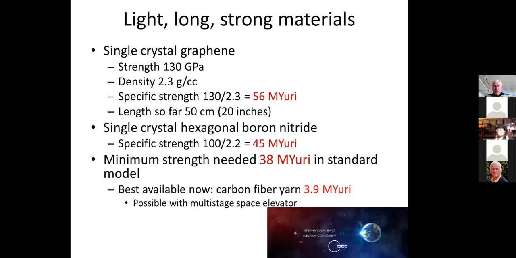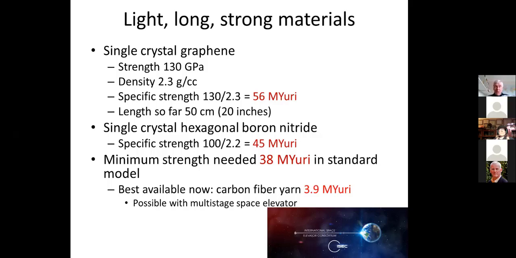So, light, long, strong materials: single crystal graphene with a tensile strength of 130 gigapascal, and a density of 2.3 times water. We need the specific strength because it's got to be light and strong. If you divide the strength by the mass density, you get that number, 56, in megajoule, which is a unit we've invented for space elevators because the other units don't apply very well to them. The biggest piece that's been made so far is 50 centimeters square, 20 inches square, but it's very, very promising. Single crystal hexagonal boron nitride is not quite so strong, but it's still good. It's better than we need, at 45 megajoule.